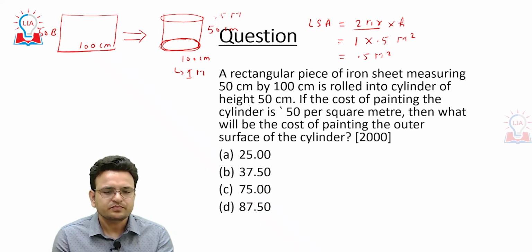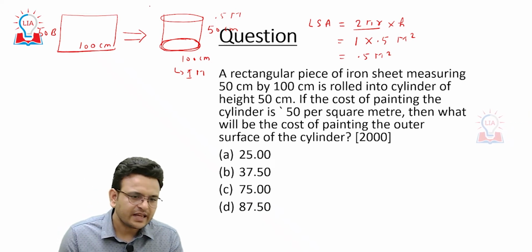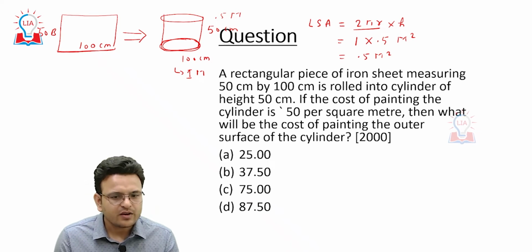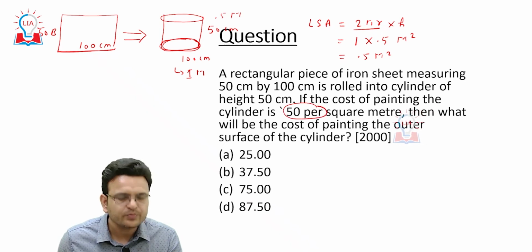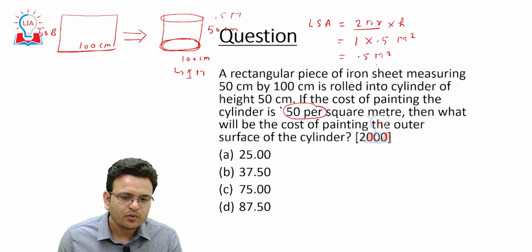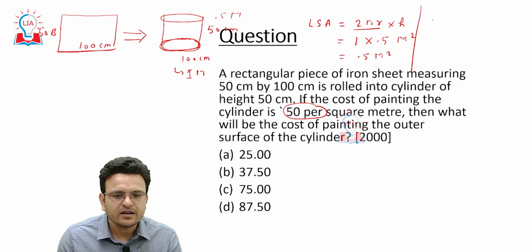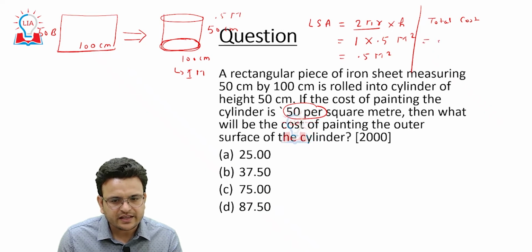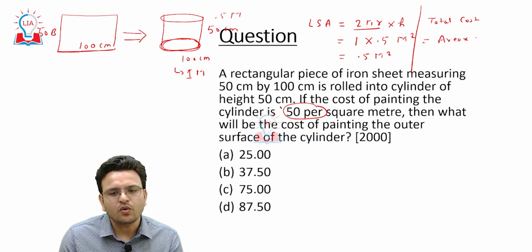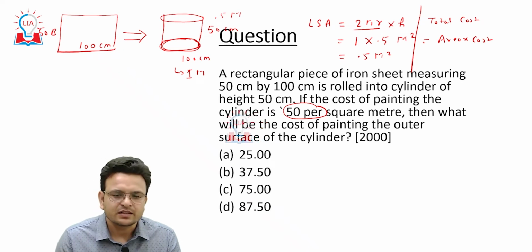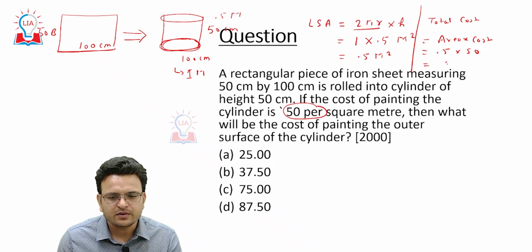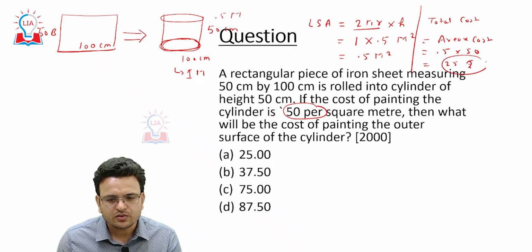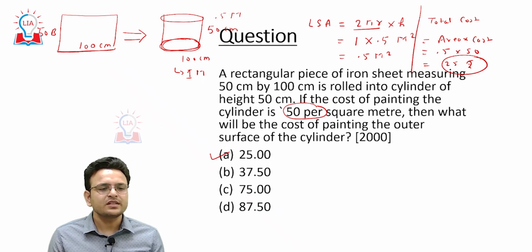Now we have to paint this entire cylinder. The cost per square meter is 50 rupees. The area of the cylinder is 0.5 meter square. So the total cost to paint it is area into cost per square meter. So the area is 0.5, the cost is 50, it becomes 25 rupees. Hope you are able to understand how I solved this particular question.